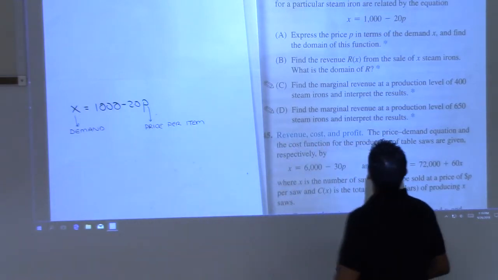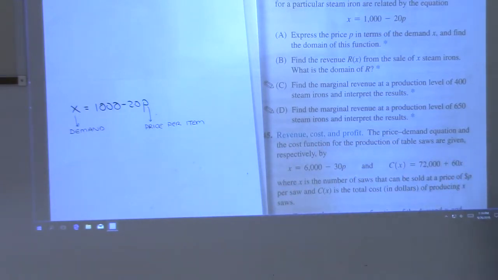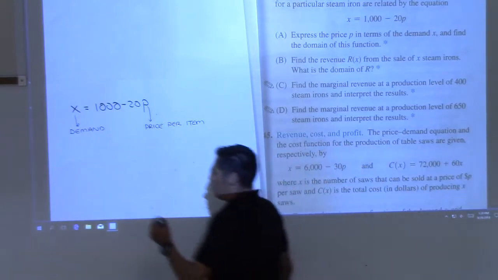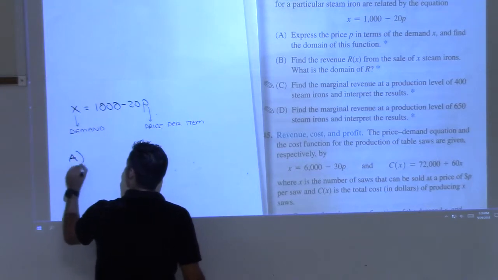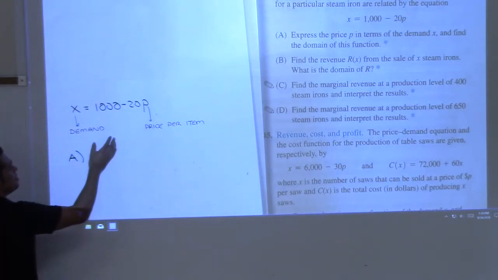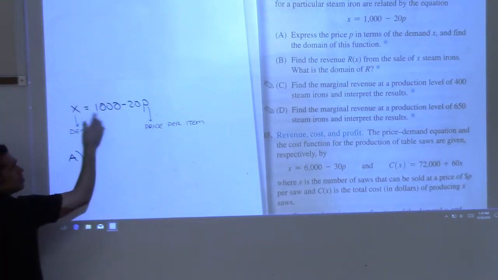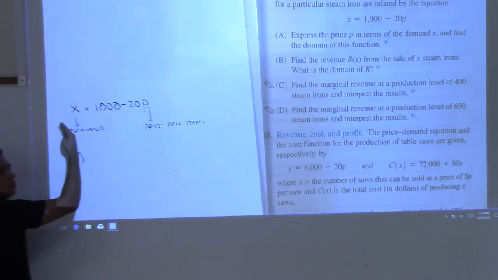Express the price in terms of the demand, and then find the domain of this function. We haven't even talked about domains. We talked about 1324 though. So let's start this out. This equation up here expresses the demand in terms of price, right? You give me price, I give you demand.